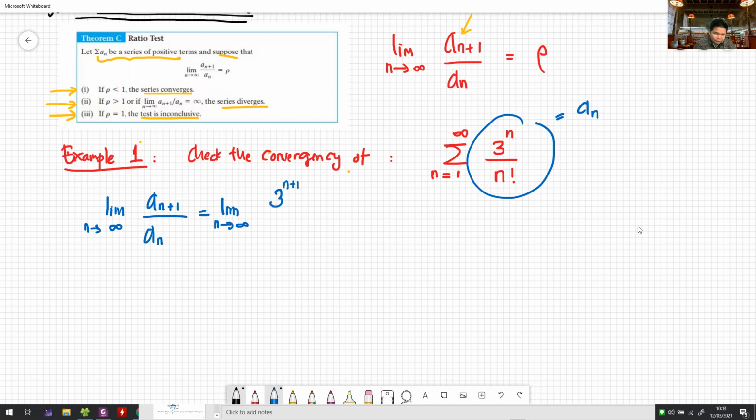3^(n+1) divided by (n+1) factorial. Okay? This is actually a_(n+1). Clear? And then the a_n itself is on the right-hand side: 3^n divided by n factorial. Okay, we will calculate this. We will try to simplify this form.